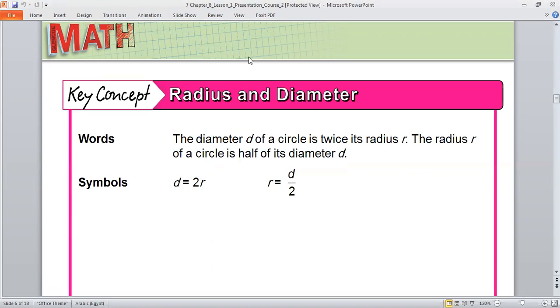Okay? We need now to remember the relation between the diameter and the radius. We said yesterday that the diameter is twice the radius. It means the diameter is double the radius, so D equals 2 times R. If your dad is double you, it means twice you, two times you. So R is equal to what? Your dad divided by two. So the diameter divided by two gives me the radius.